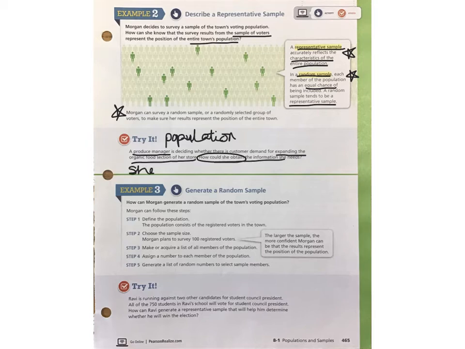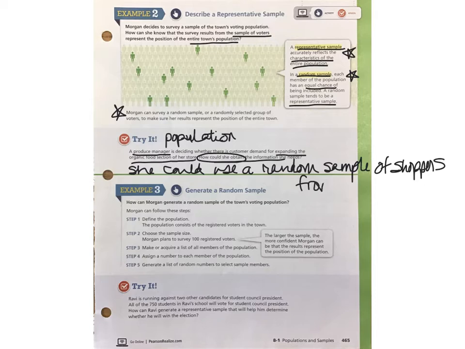So what we really need to focus on here is how she can obtain that information. Okay? And she could use a random sample of shoppers. We want to do the random sample of shoppers from her store, because if she just goes out and asks people who don't currently shop at her store what they want, they may not give her an accurate picture of the customers that she already serves.